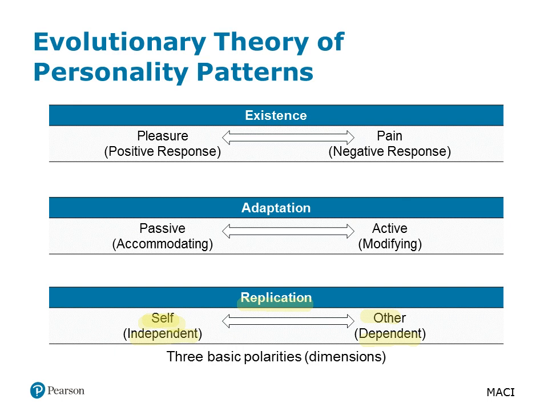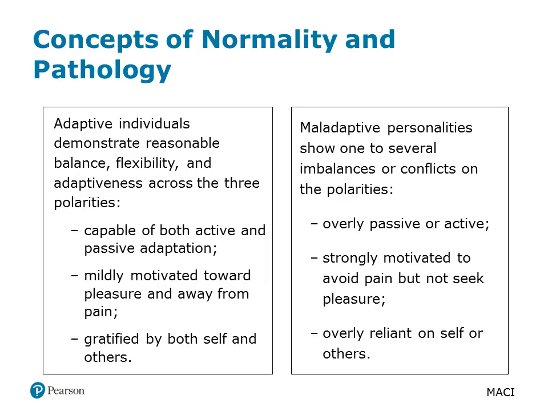Now, how does this work? How do these polarities work in terms of developing the personality patterns? Well, first we want to think about what a healthy personality looks like. When you think about healthy, well-adjusted, adaptive individuals, they're individuals who demonstrate reasonable balance and flexibility across the three bipolarities, right? They're capable of both active and passive adaptation. They're mildly motivated toward pleasure, away from pain, and they can be gratified by both themselves and by others.